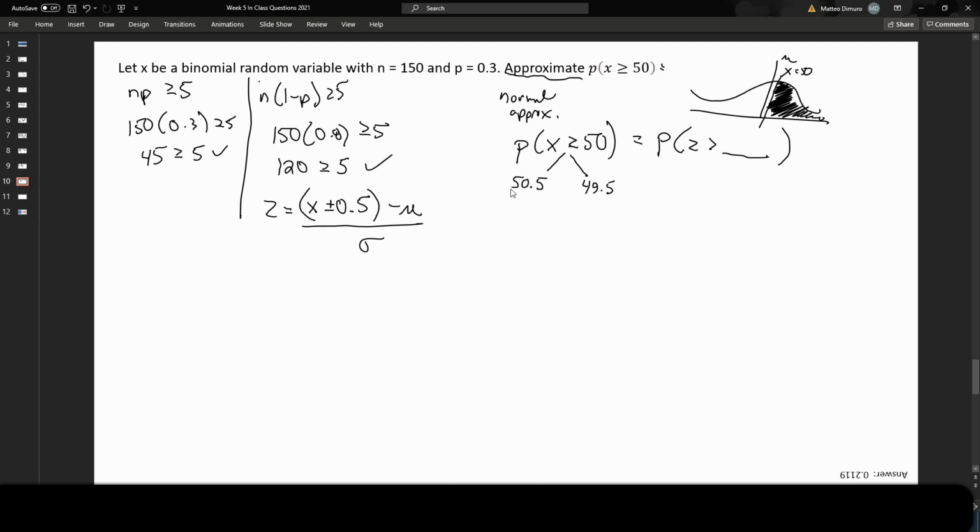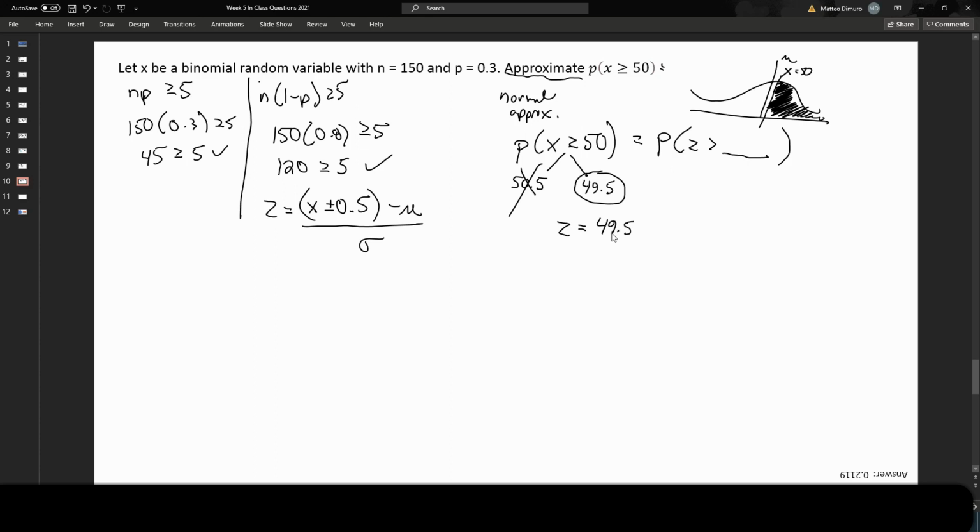If I go with x greater than or equal to 50.5, I will not be including the 50, so that is not the continuity correction. I need to do 49.5 to make sure that I include the 50. There you have it. Talk yourself through it, breathe deep, and you'll get the continuity correction every time.